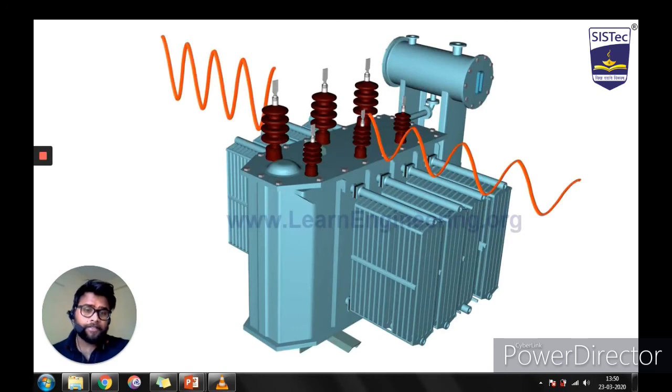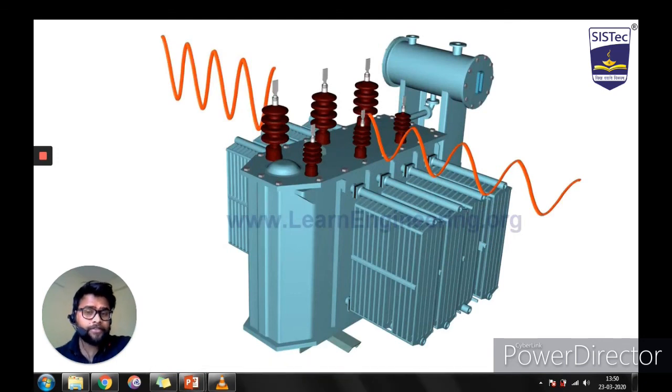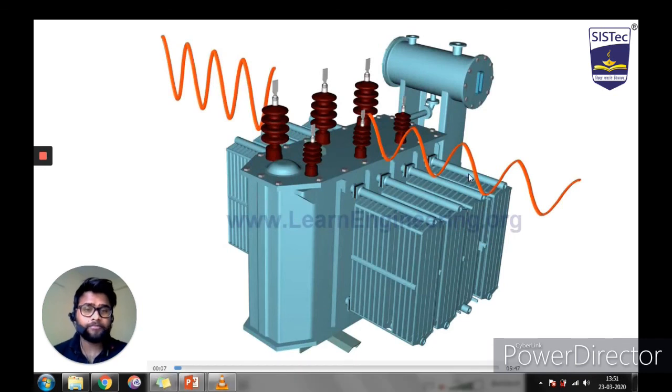In the last lecture, we discussed the transformer. Now we will be understanding the operation with the help of an animated video. A transformer is an electric machine that is used to transfer electrical energy from one circuit to another circuit without changing its frequency. Whatever frequency you feed to the input side, you will get the same frequency from the output side.